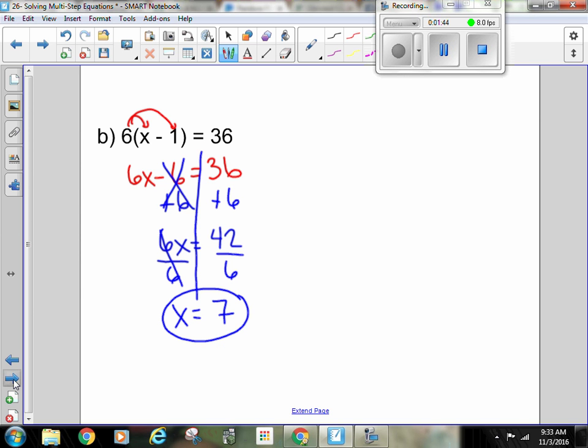Easy way to check and see if your answers are correct: plug that 7 back in for x and see if your equation works out.